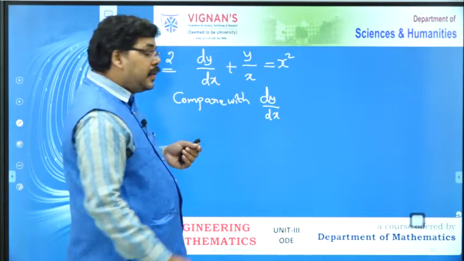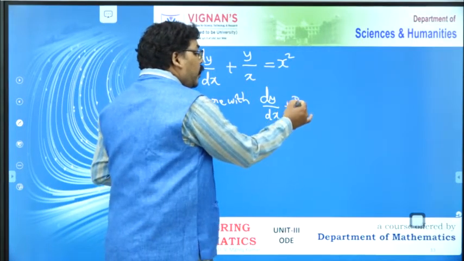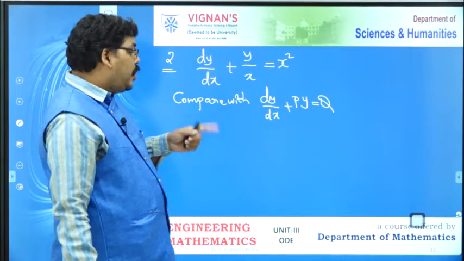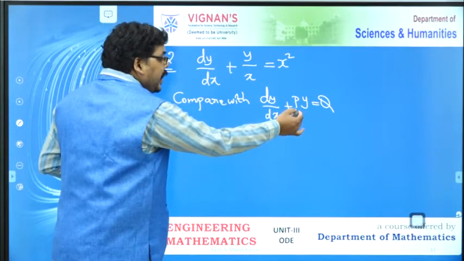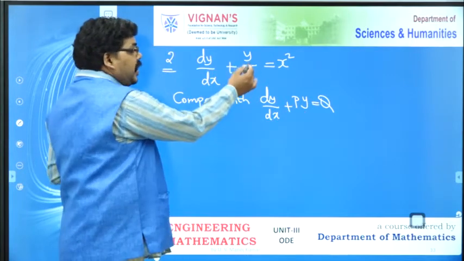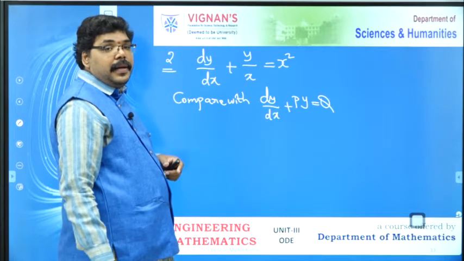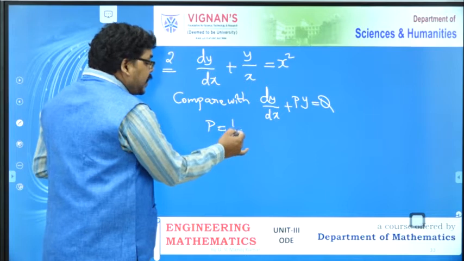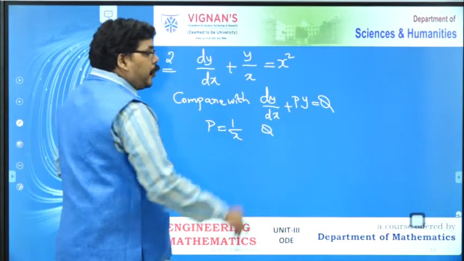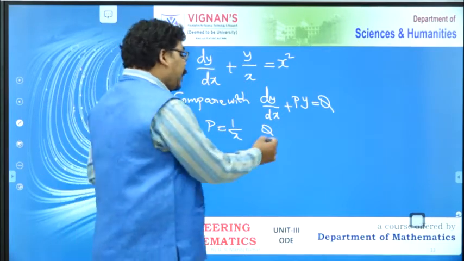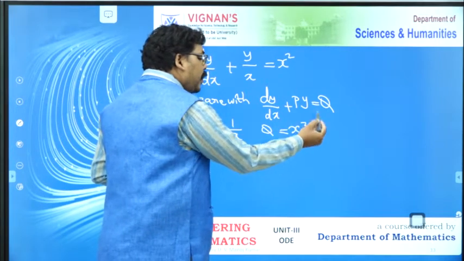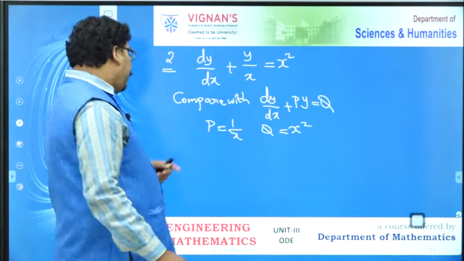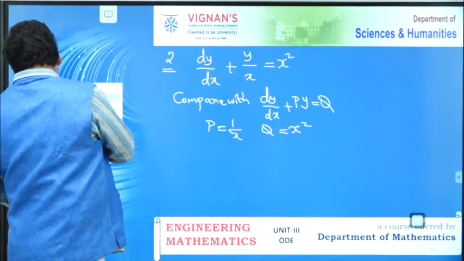Dy by dx plus py equals q. So if you compare, you will get y is multiplied with p here. What is y multiplied with here? It is multiplied with 1 by x. So p equals 1 by x. What is q? Right hand side function, x square. So here p is 1 by x, q is x square.